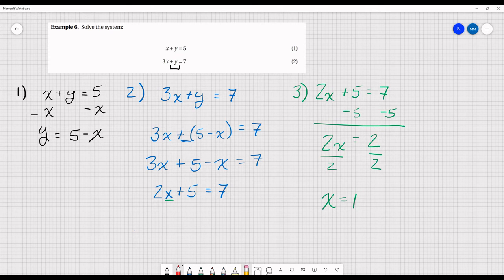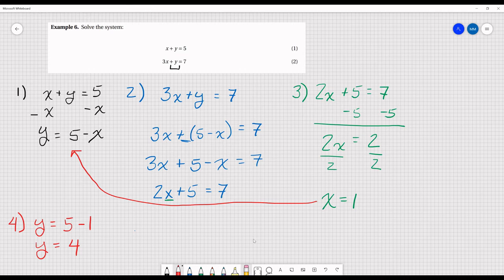Step 4 says back substitute this information into one of these equations. It doesn't matter which one. I know what x is. I need to figure out what y is. I notice this thing right here is already solved for y. So in fact, the smart thing to do, step 4 says, why don't I back substitute this into the thing that's already solved for y? I'll take 5. I know what x is. It's 1 minus 1. This tells me that y seems to be 4.